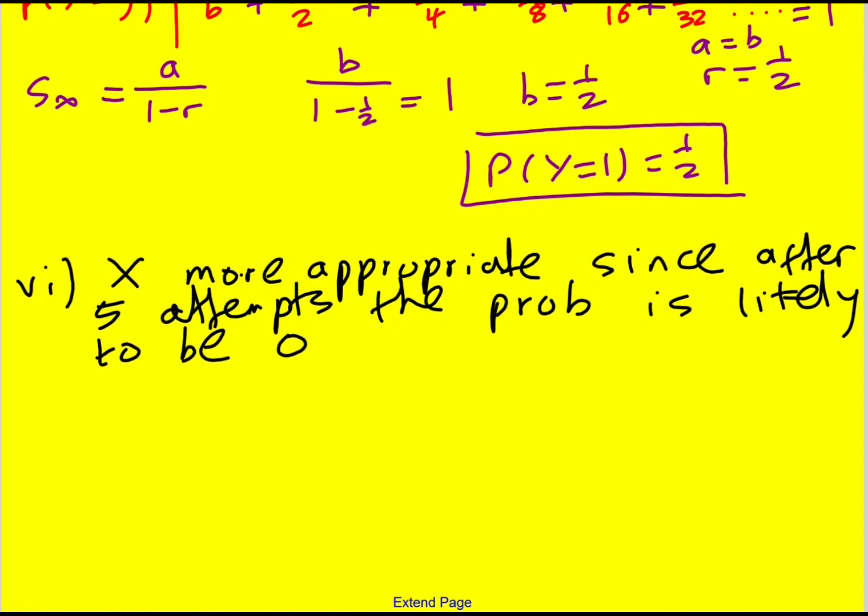However, you could alternatively say that y is better because y could take all values. In theory, you could start it on the 6th, 7th, 8th attempt, so we should consider that one as well. So as long as you give an appropriate reason for your x or y, then you'll be okay. Okay, good end to this question. Like it overall, actually. Well done.